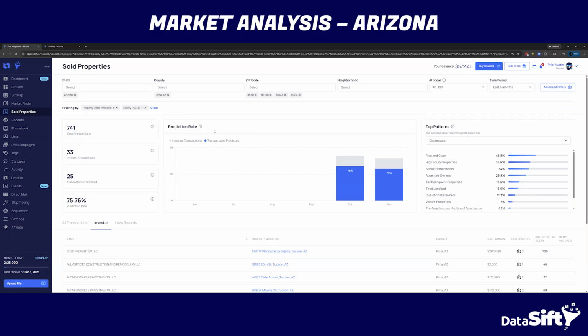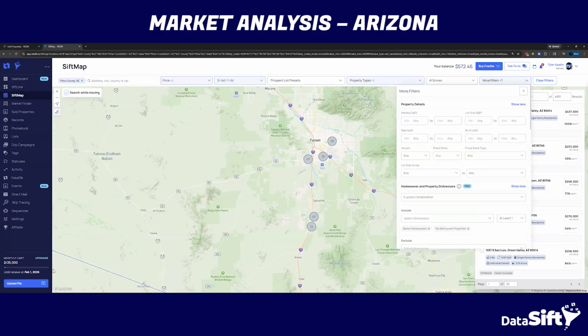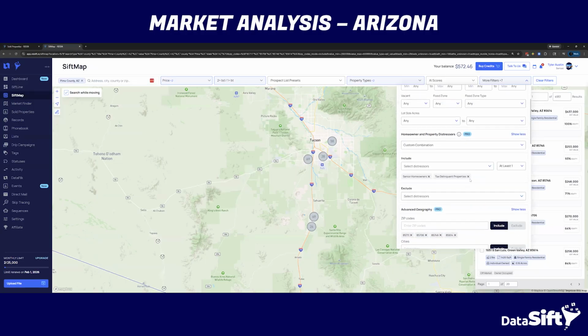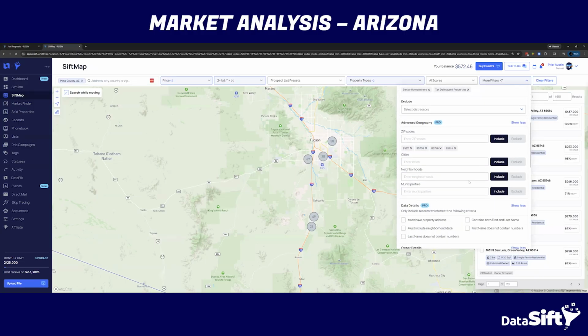But the last thing that I like to do once I get dialed in, like, okay, I like senior owners. I like that they have equity. They can be tax delinquent. That's fine too. They're in my best zip codes.